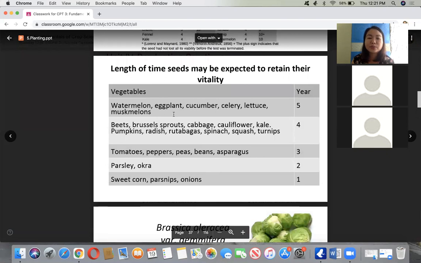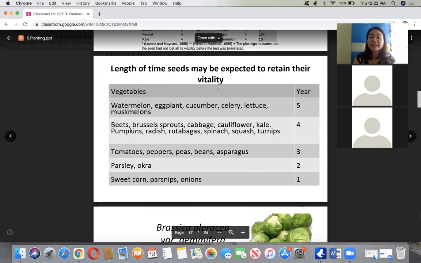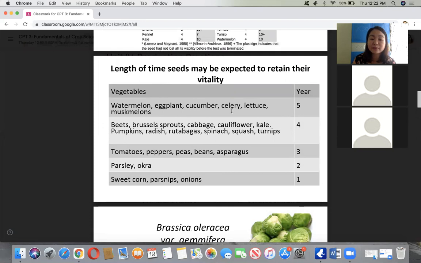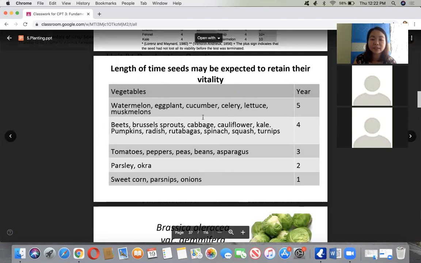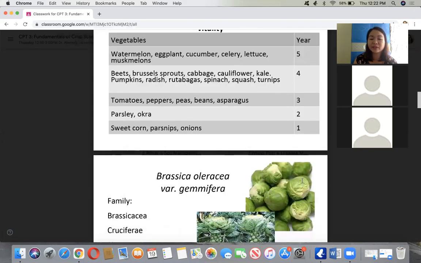So, to enumerate further, these are the lengths of time that the seeds can retain their vitality. For the group of 5 years are watermelon, eggplant, cucumber, and so on. Then 4 years, 3, 2, and the shortest ones are the sweet corn, parsnips, and onions.